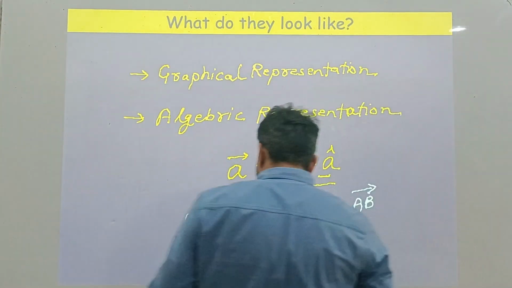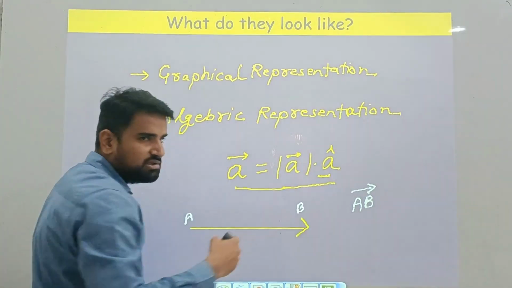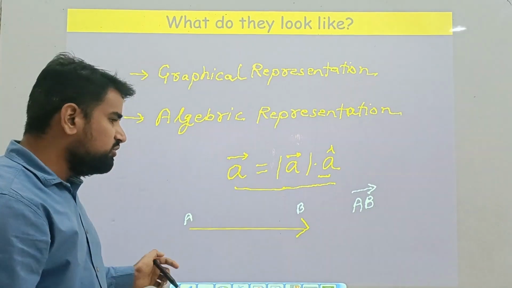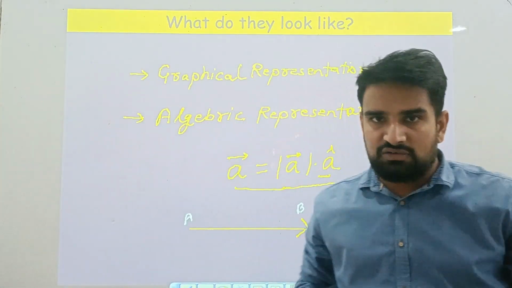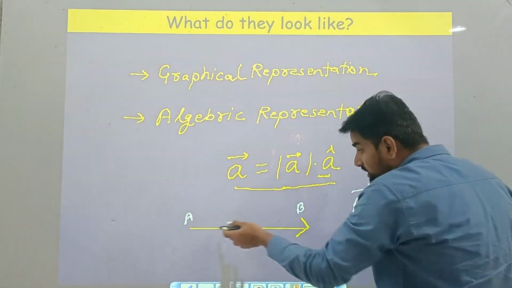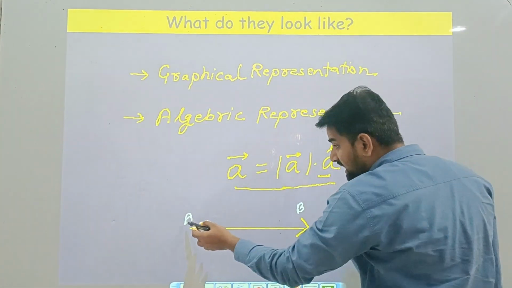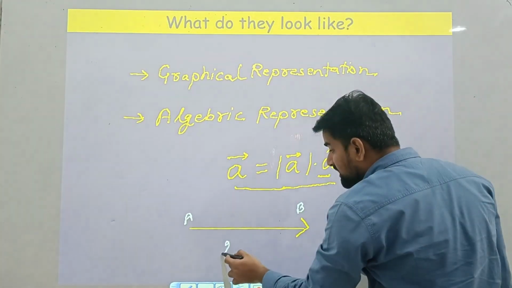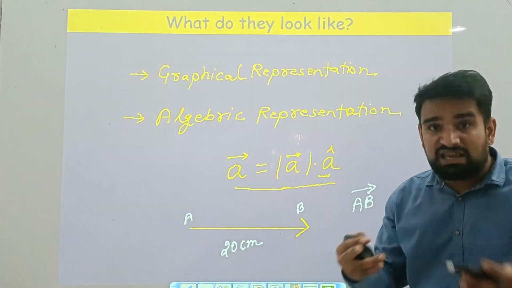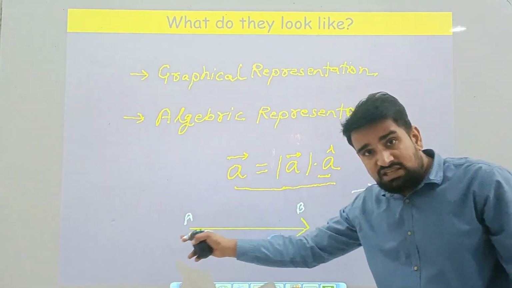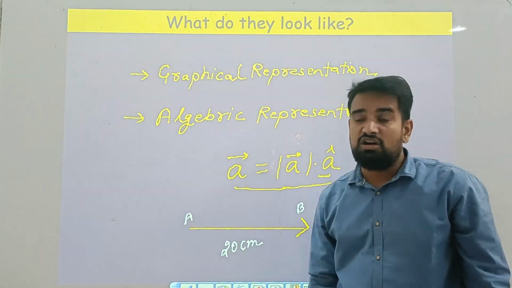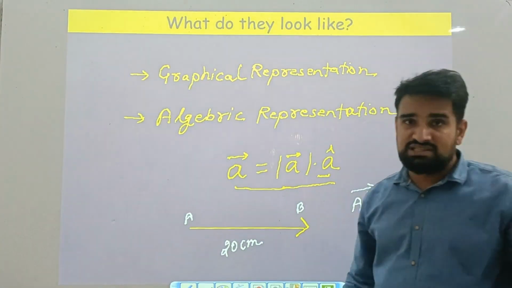Now you can say that the direction is left to right, or you can say west to east. So west to east is the direction of the AB vector, as shown here. If I say that the length from A to B is 20 centimeters, then I will say that 20 centimeters is the magnitude, and from west to east, or left to right, is the direction of this AB vector. So it's quite simple, right?